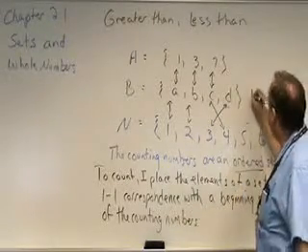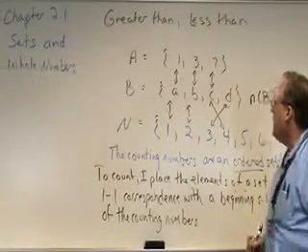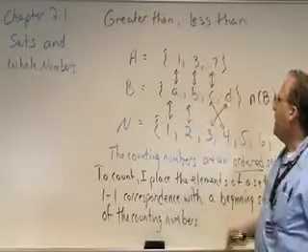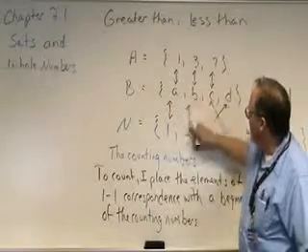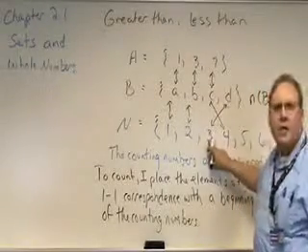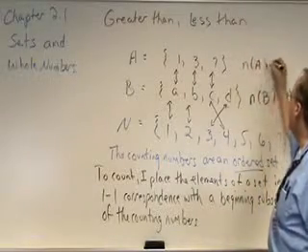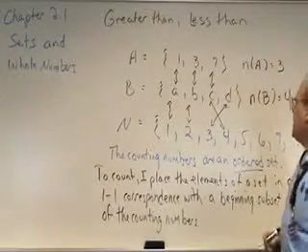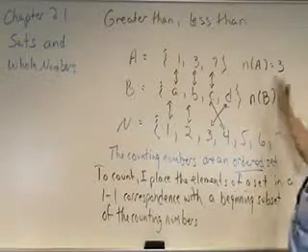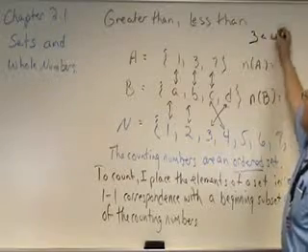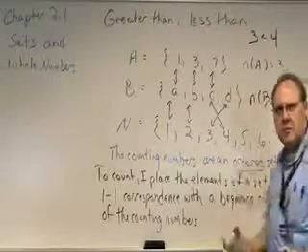That is, the number in set B is 4, okay? When I take a look at the number in A, I can also do a one-to-one correspondence with this, and I would end set A at 3. So the number in set A is 3. And I can say that 3 is less than 4. So I can say 3 is less than 4, simply by the idea of a counting principle.